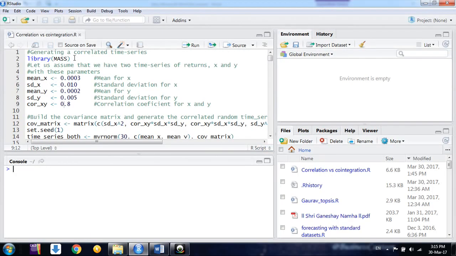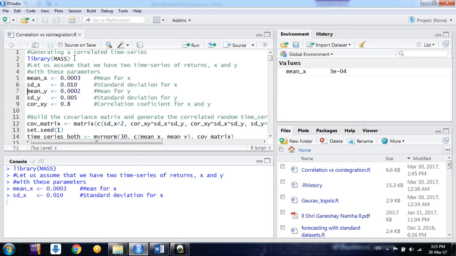For that purpose, we just need to install this package MASS, and then suppose we want to generate a series with a certain mean and standard deviation. So mean of X series, standard deviation of X series, then standard deviation of Y series, mean, and the correlation. Here I have given the correlation coefficient 0.8. You can take anything you want as per your requirements.